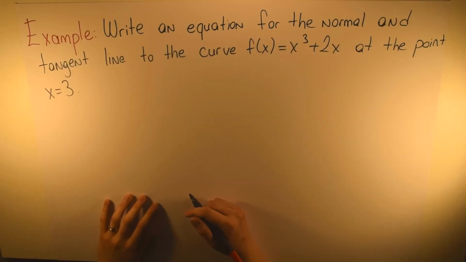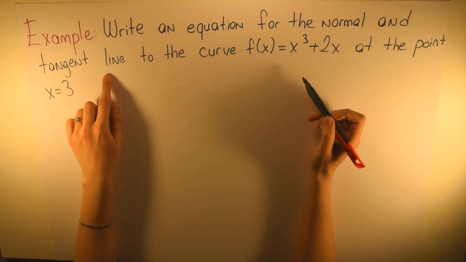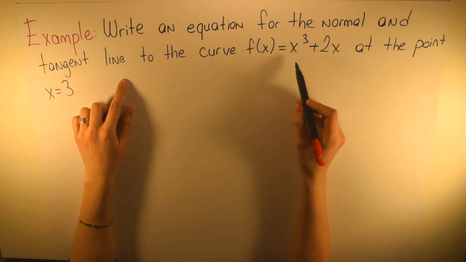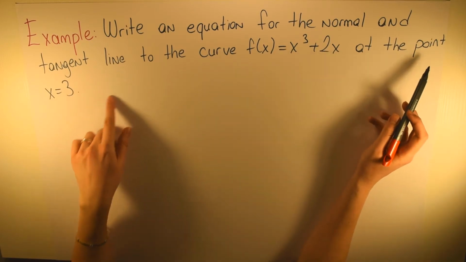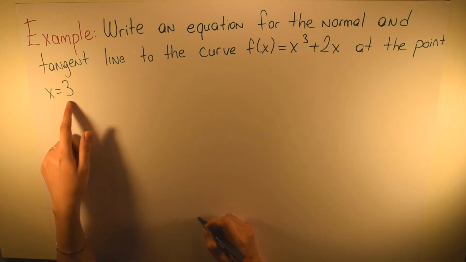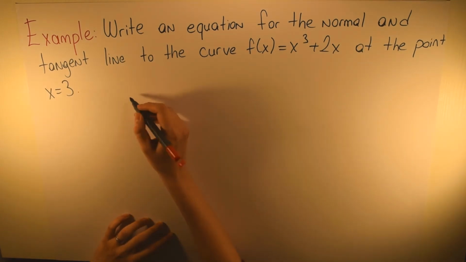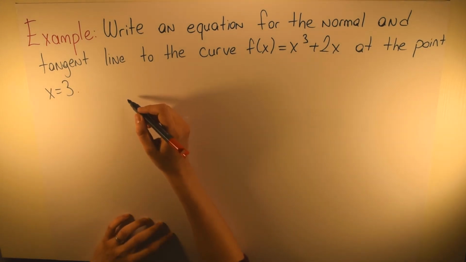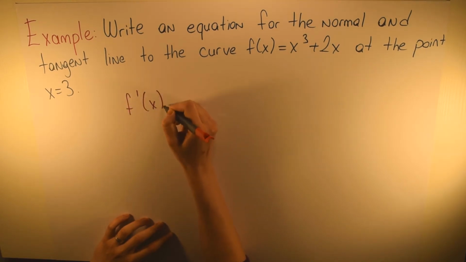Let's look at this example. Here we have: write an equation for the normal line and tangent line to the curve f of x is equal to x to the power of 3 plus 2x at the point x is equal to 3. So first let's find the slopes, and after that it will be easier for us to write the equations. So let's first find the slope of the tangent line. Okay, so it is the derivative of f of x.